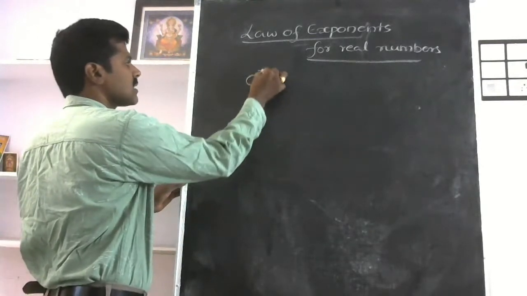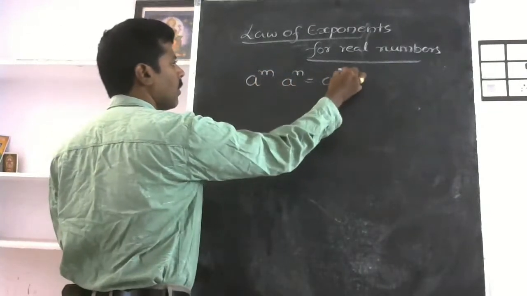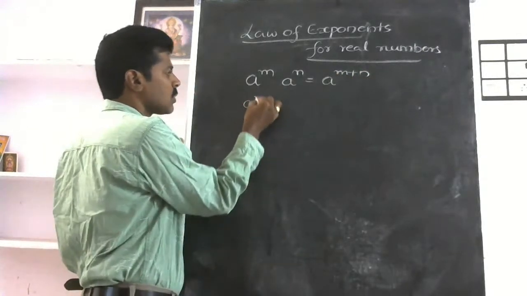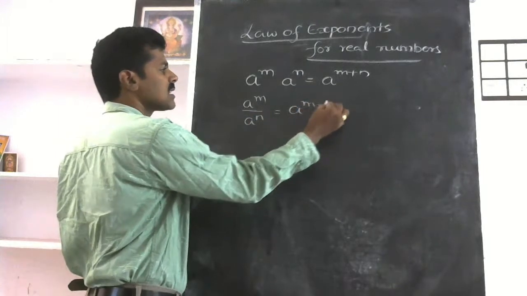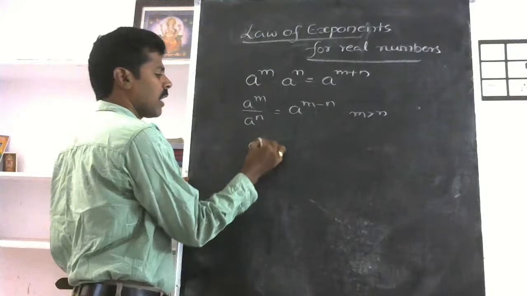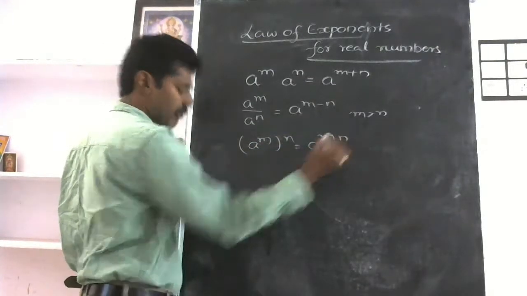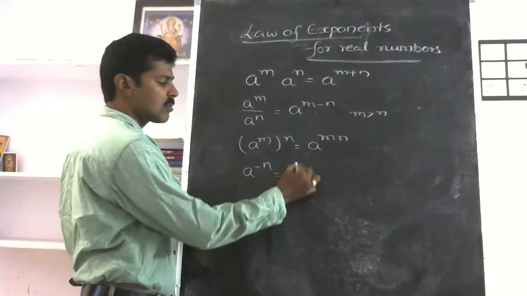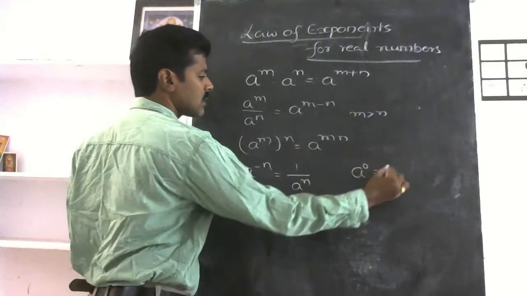The formulas are: a power m times a power n equals a power m plus n, and similarly a power m divided by a power n equals a power m minus n, where m is greater than n, and then a power m whole power n equals a power mn. And finally, you have two more: a power minus n equals 1 by a power n, and a power 0 equals 1.